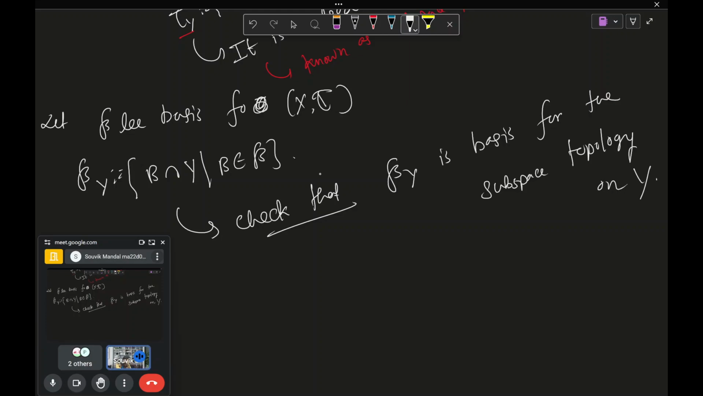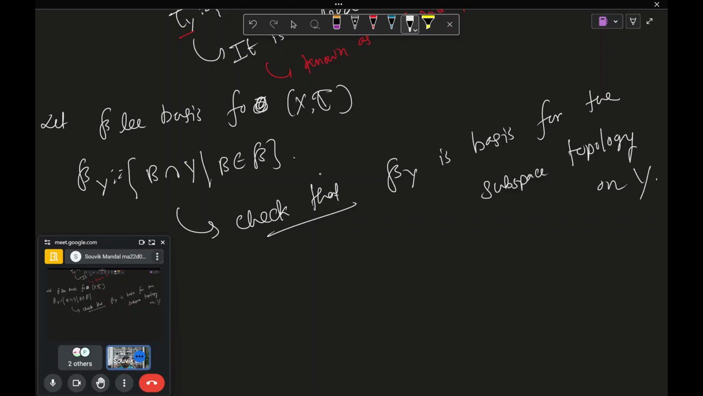Then suppose we have some basis for the given big space, and we are defining the basis beta y to be the intersection of all possible base elements of x with the subset itself. Now check that this new collection forms a basis for the subspace topology of Y. This is what we need to do.